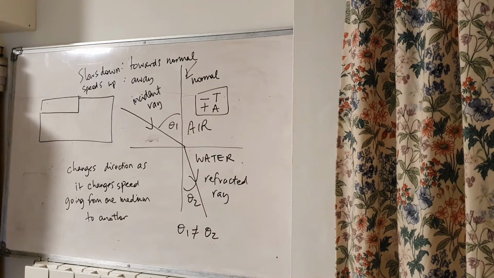So the minus is for taking away, and the plus means add. Minus takes away, plus is add. So when it slows down, it goes towards the normal. That's what the minus stands for. And when it speeds up, the plus, it's away from the normal. And what about the equation? What's the equation for refraction?